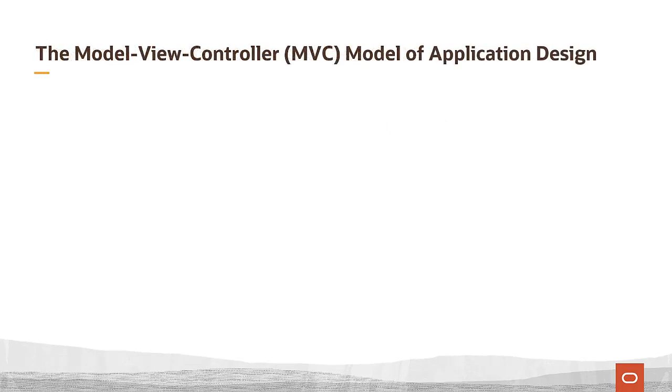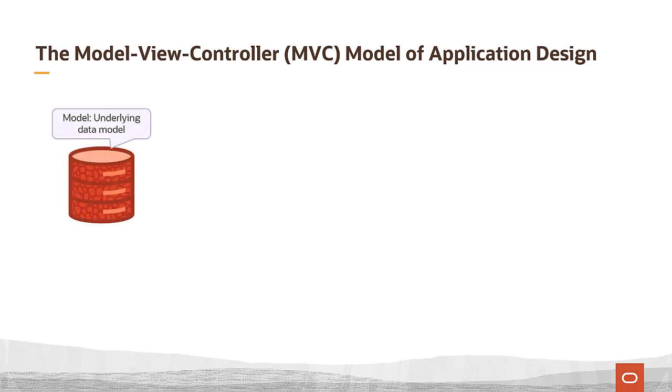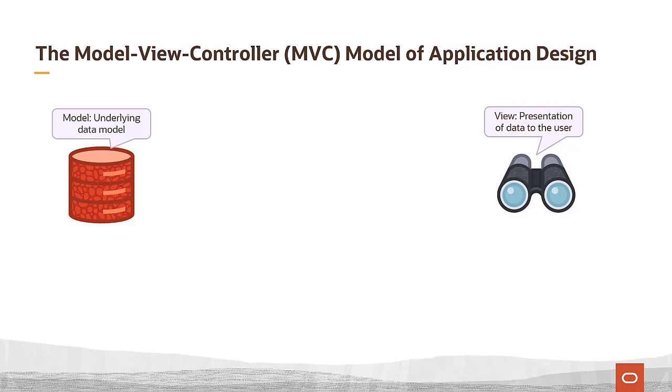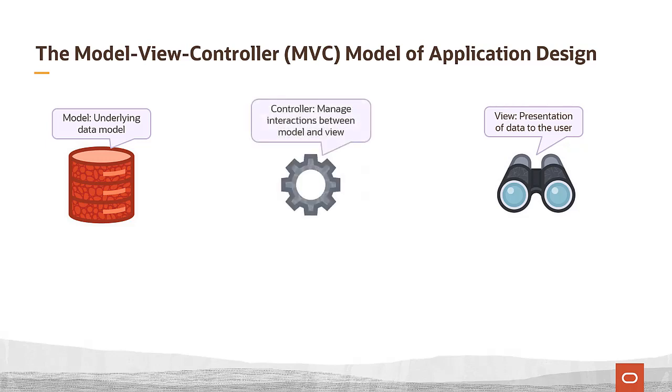To approach modifying your application, you need to have an understanding of the Model View Controller model of application design. The model provides the underlying data model for the application, such as business objects and fields. The view presents the data to the user. The controller manages interactions between the model and the view. The reason this is important is because the tool you use to modify the application depends on the layer.